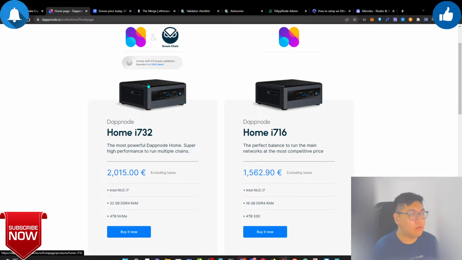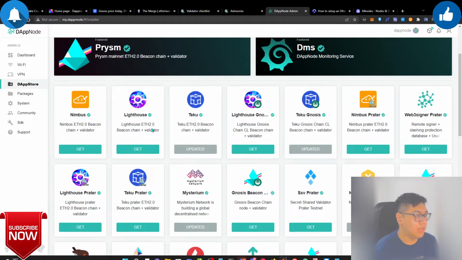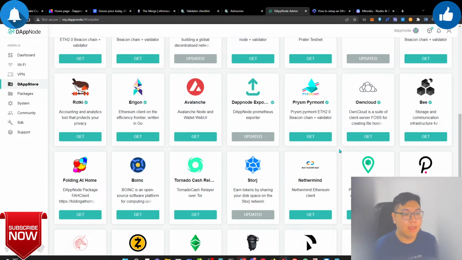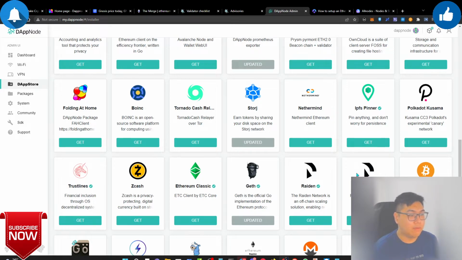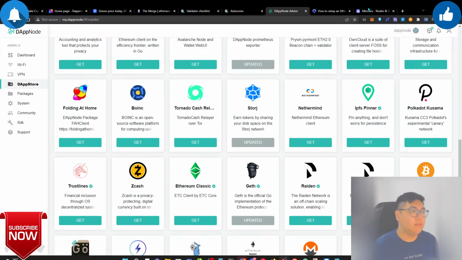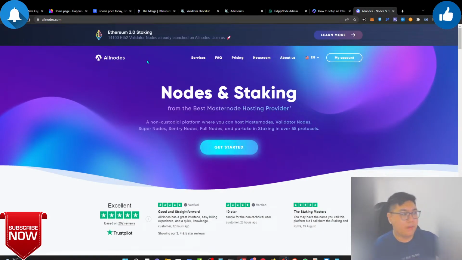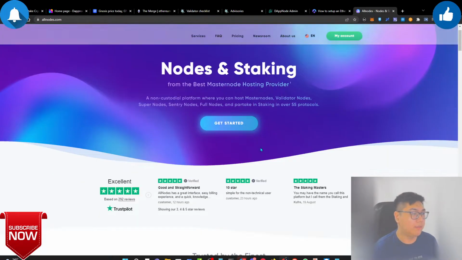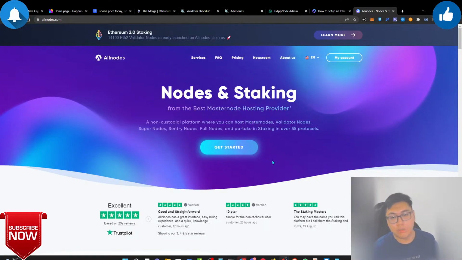And of course it is not only hosting for Ethereum 2.0, you can run other stuff. Over here they have so many applications on top of that, and you can be running a Bitcoin node or whatsoever, up to you. And of course the next one is the provider. If you're going to use a provider like AllNodes, I recommend them because their hosting is slightly cheaper, there are a lot of reviews, and I personally use them for some of the master nodes that I run.